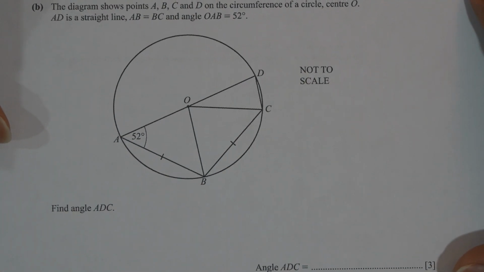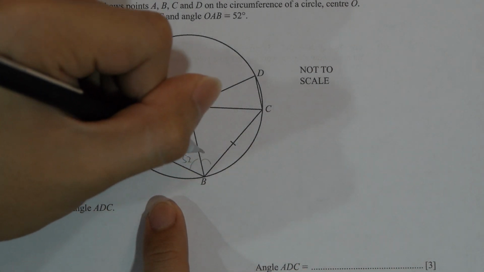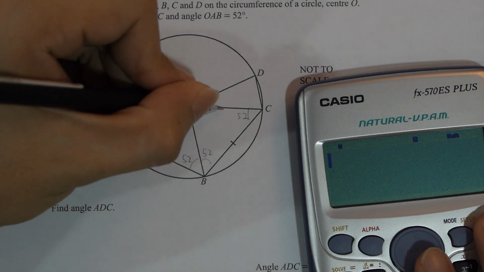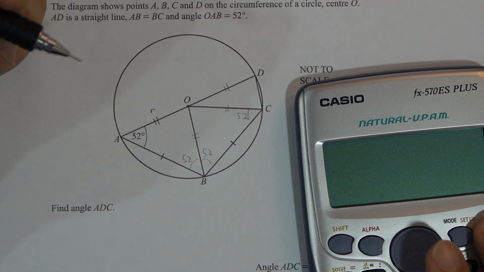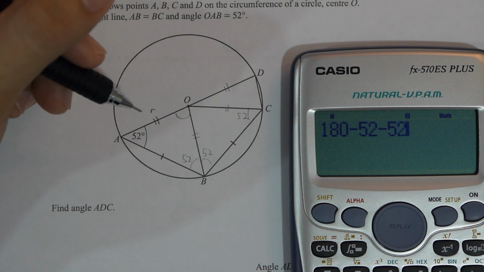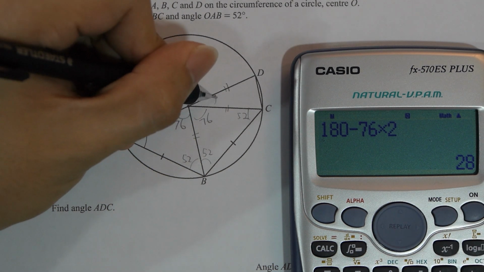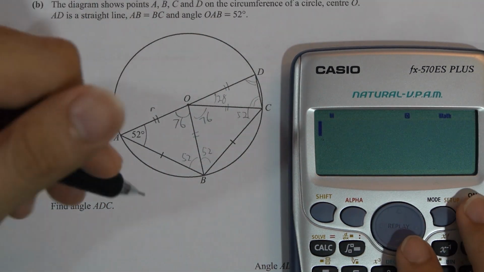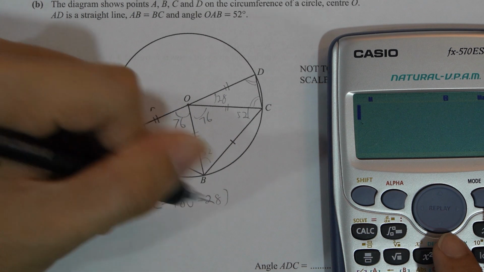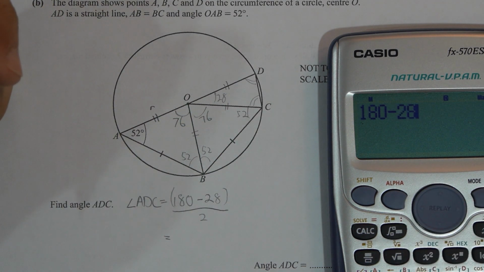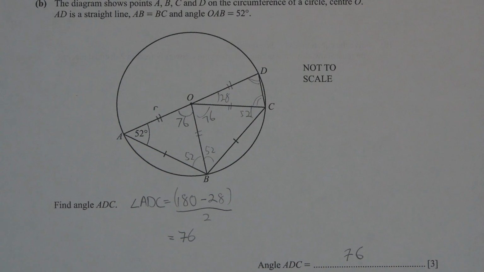For part B, the first thing you need to know is that OA, OB, OC and OD are all the same because they are the radius, and the fact that AB equals BC makes every single angle 52. So for you to find AOB, all you need to do is take 180 minus 52 twice. So you get 76. Same goes for BOC, and then you'll be able to identify DOC as 28. So the question is asking for ADC. All you need to do is take 180 minus 28, divide by 2 to get the final result.